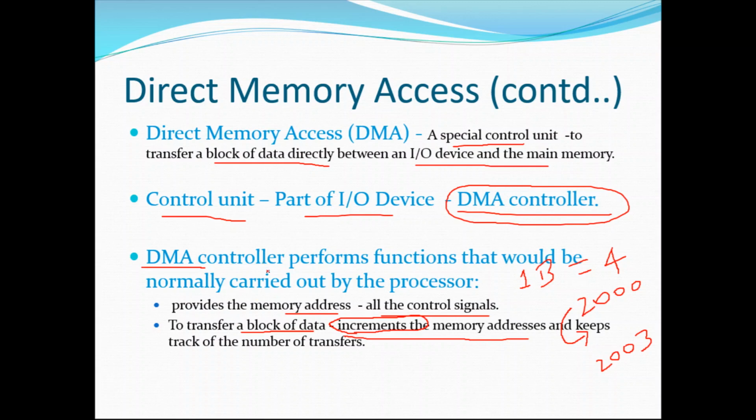Okay, the DMA controller can perform all operations that will normally be carried out by a processor for performing the IO operation, right? So what is done by the processor? It may have to generate the memory address from which or to which the IO transfer should be done. And it may have to generate the appropriate control signals, like whether it's a read operation or a write operation. And in case of block transfer, after transferring data from one particular address, the address location should be incremented.